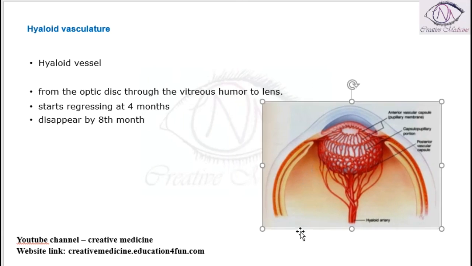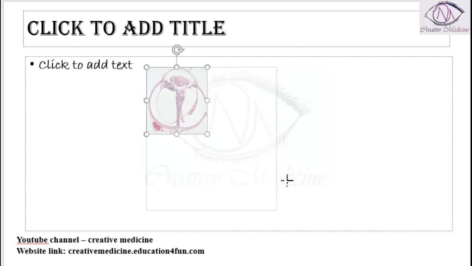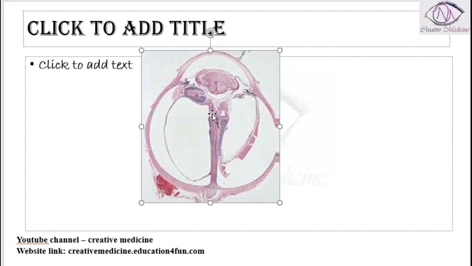right, so this is the hyaloid artery. This hyaloid artery is present in the lens. From the lens it starts, and if you see the histological picture of the hyaloid artery, this is the hyaloid artery which goes from the posterior surface of the lens to the retina. So that is the optic disc.